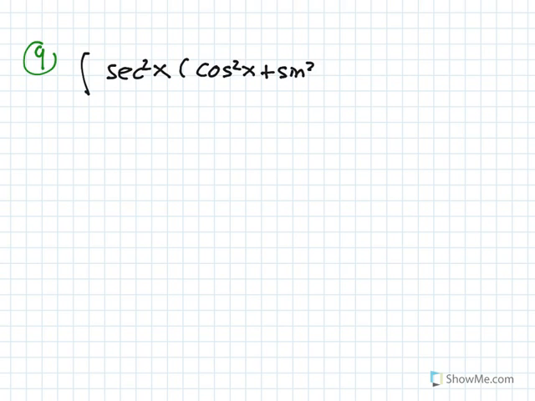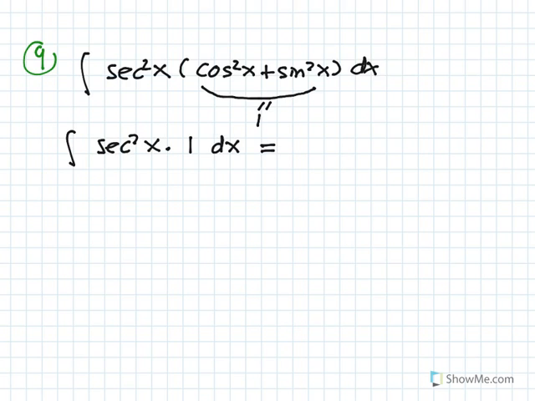All right, let's look at the next question. Question number 9. We have integral secant squared x times cos squared x plus sine squared x dx. So we know that cos squared x plus sine squared x is just 1. That's a trig identity that we have to memorize, amongst other trig identities that we have to know. Secant squared x times 1 dx, that's going to be tan x plus c.